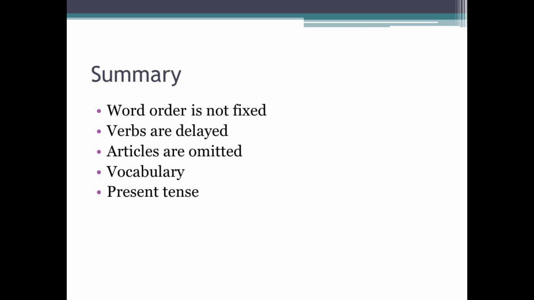Okay, so we've now covered stage 1 of the Cambridge Latin course. So here's a quick summary. Firstly, the word order in Latin is not fixed, so you don't translate the words in the order that they appear on the page. Verbs are delayed to the end of the sentence in Latin. Articles, such as a, an, and the, are omitted, but you should include them in your English translation. You've been introduced to a few basic words, and you've only been introduced to the present tense. Join me next video, where I will be explaining stage 2.